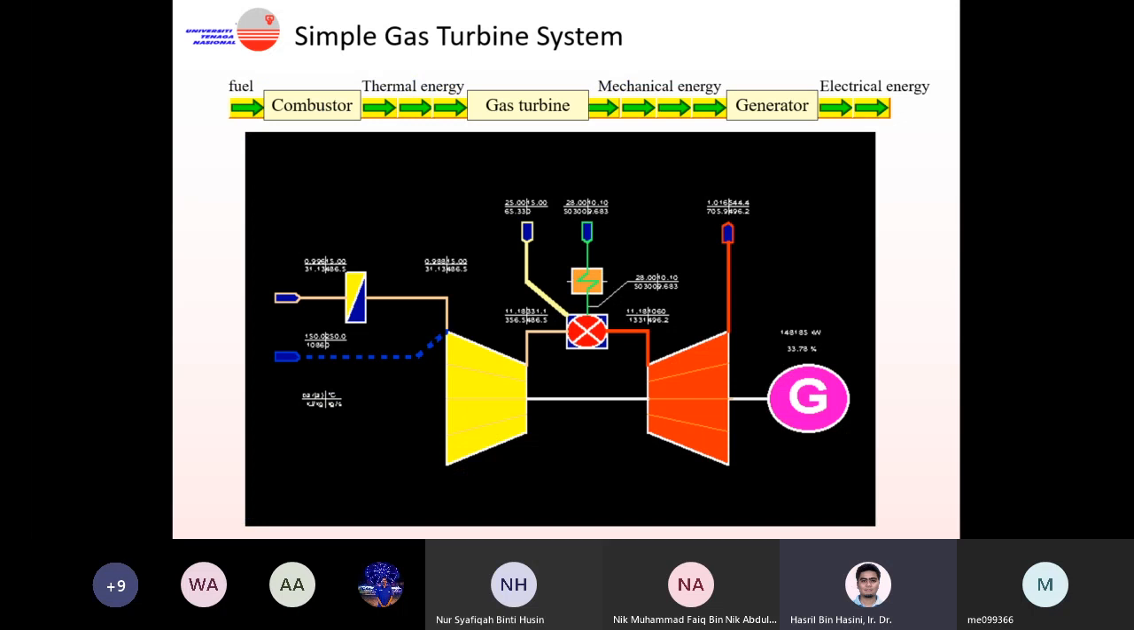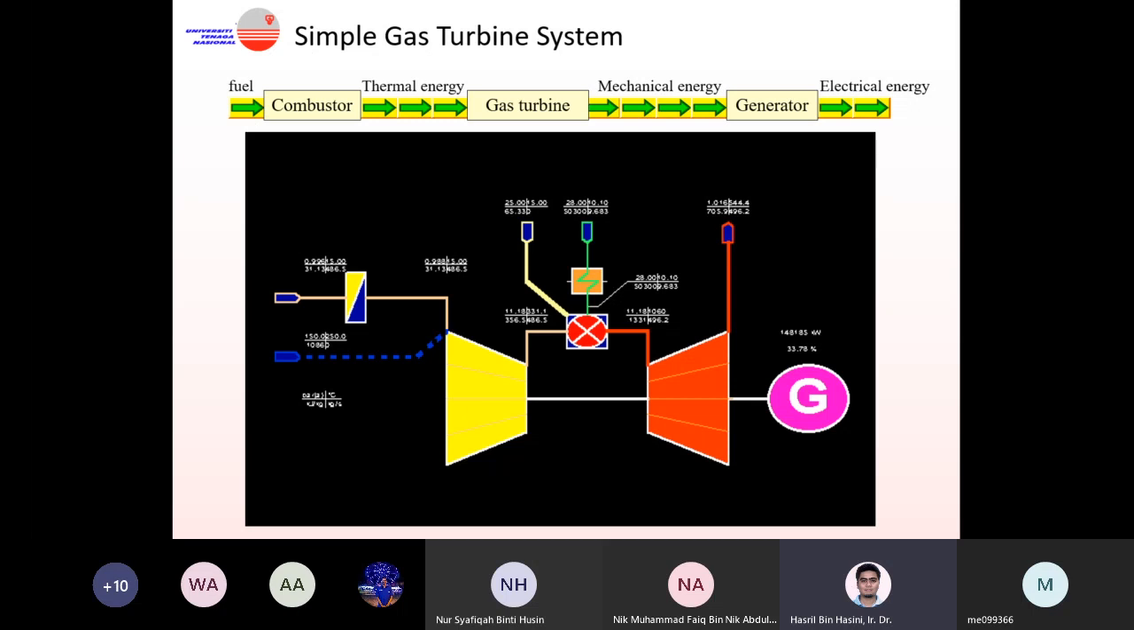This is an illustration of the simple gas turbine system. The whole system comprises a gas turbine. We start off with the compressor on the left-hand side here. This compressor is coupled with the shaft, and the turbine here has the same shaft as the compressor. And then towards the end here, you have a generator.